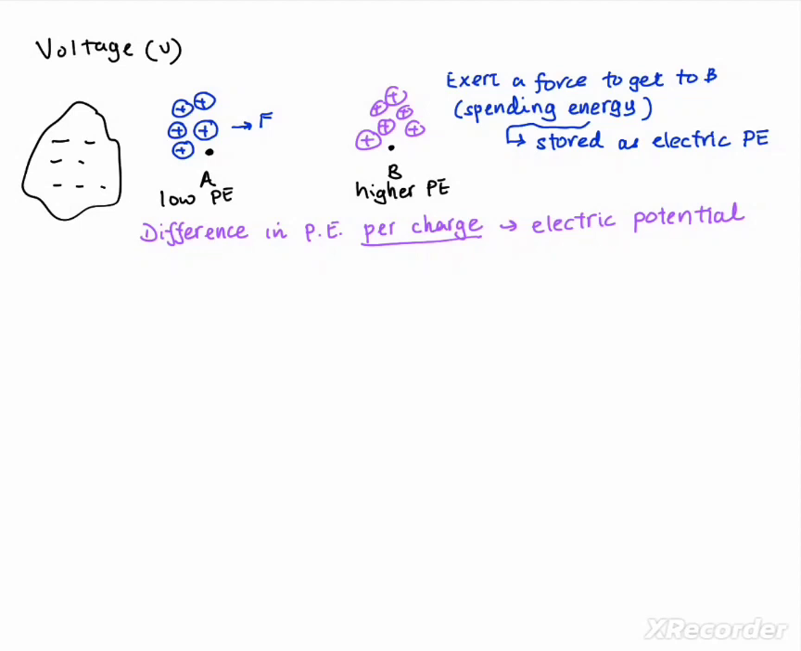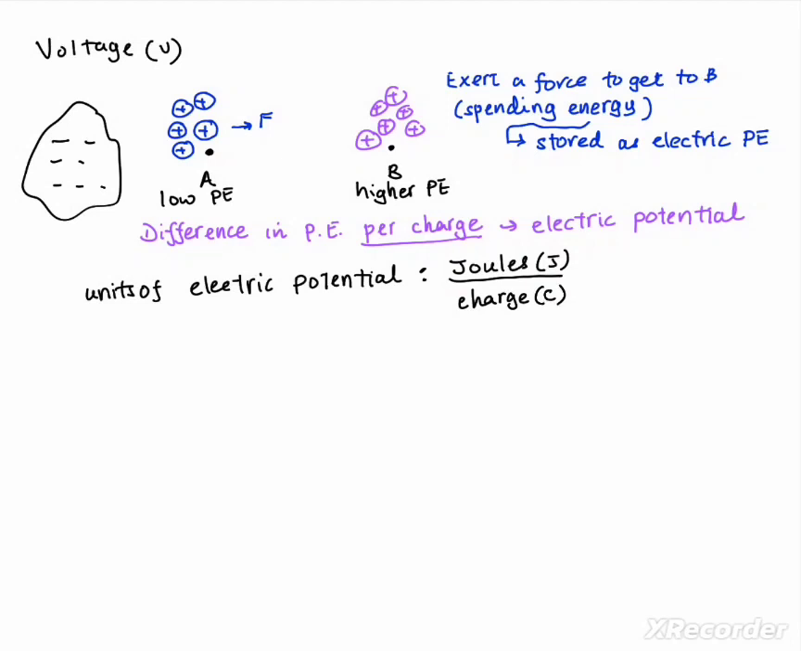If we look at the units of electric potential, we have energy per charge. Energy is joules, J, and charge is in coulombs, so this is joules per coulomb, and we call this a volt, which is V.